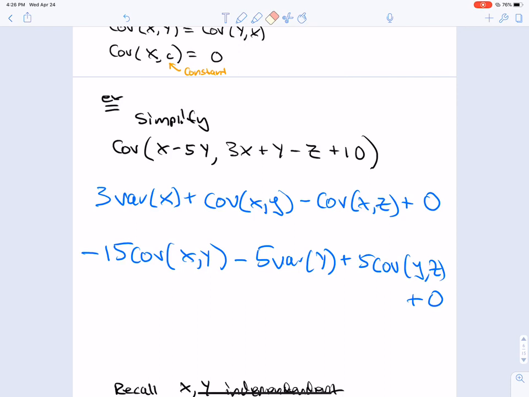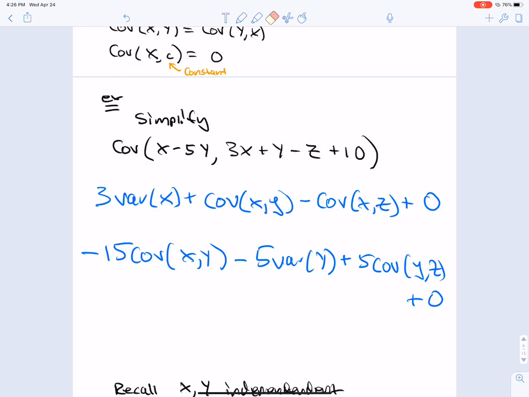So I asked you guys to apply these rules to simplify this complicated covariance. And so you have x, 3x, so the 3 pulls out, so you have 3 variance x, and then you have x, y, so that's covariance xy, and then you have x, minus z, so the minus pulls out, covariance xy. Then you have x, 10, that's 0 since 10 is a constant. Then you have minus 5y, 3x, the minus 5 times 3 pull out, covariance xy.